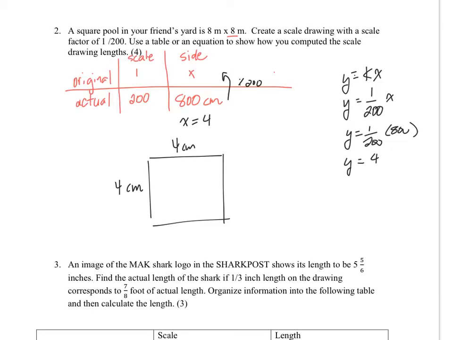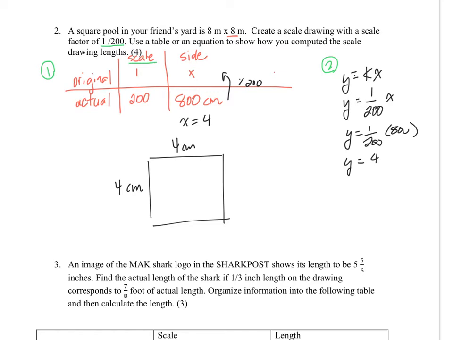Okay, in our second question here, we had a square pool that was 8 meters by 8 meters, and then we're supposed to create a scale drawing which reduces it, or makes the pool smaller on the drawing, 1 to 200. So it says use an equation or a table to show how you get the scale drawing lengths. Okay, so I started the table in class, and then I talked about the equation after. So with the table, we go with the original picture and then the actual, and then I put the scale in here.